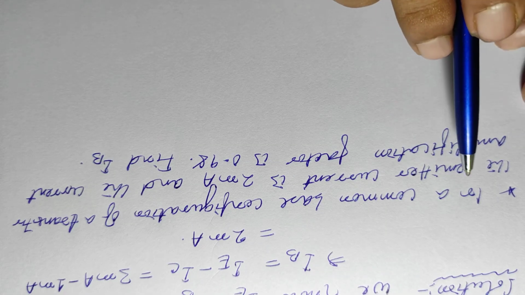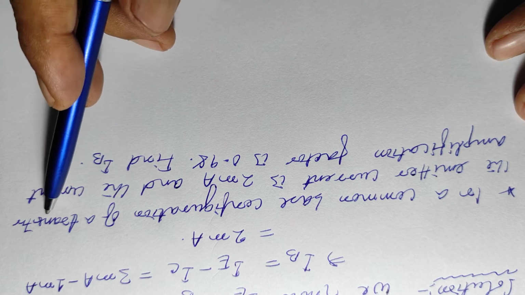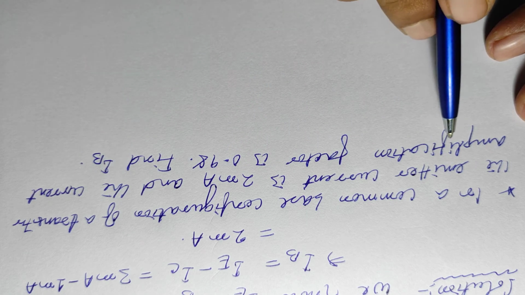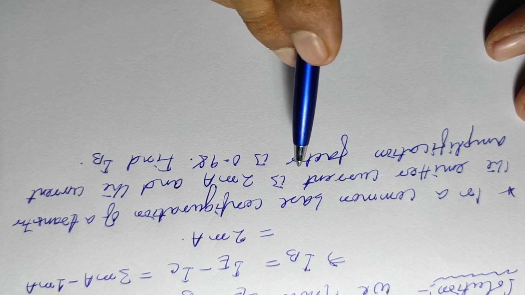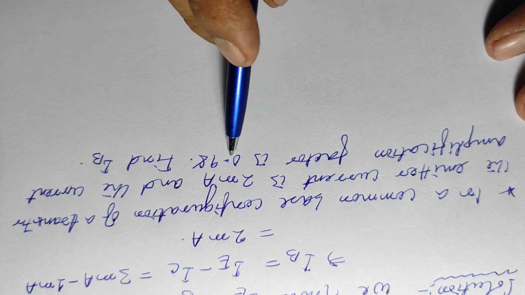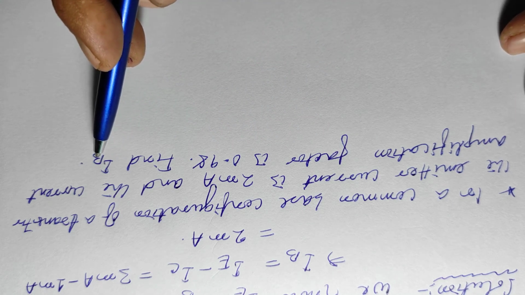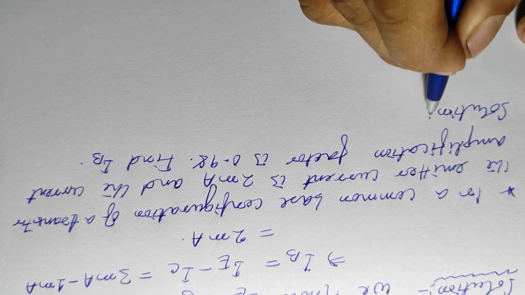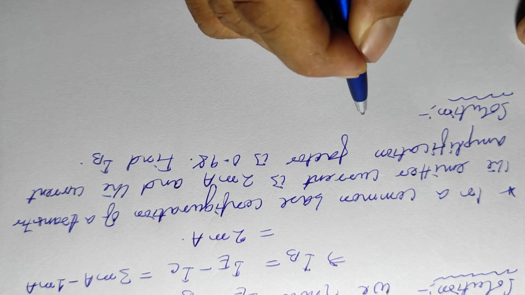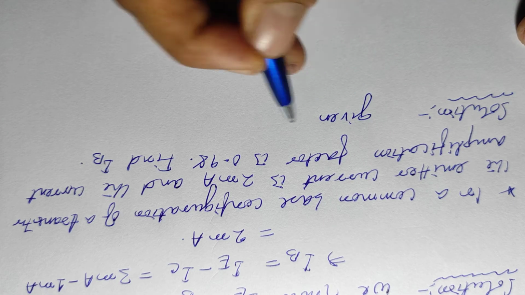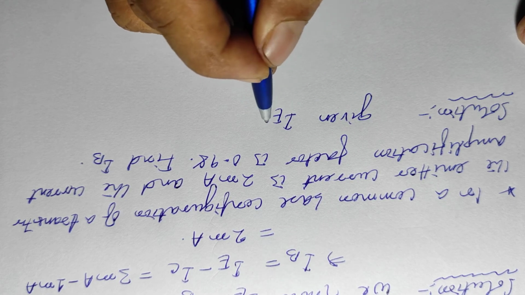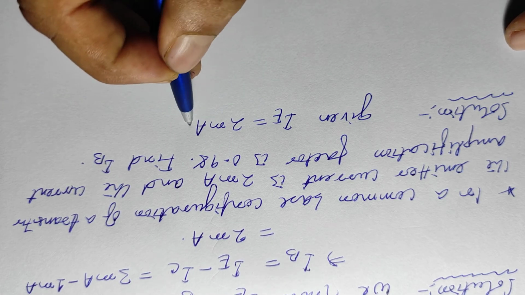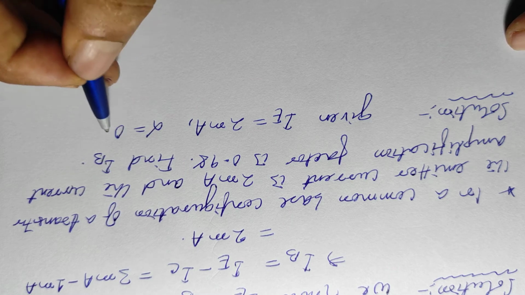See the second problem. In a common base configuration of a transistor, the emitter current is 2 milliampere and the current amplification factor, that means alpha, is equal to 0.98, and you have to find out base current. That means, see here, what are the given conditions? Given IE is equal to 2 milliampere and alpha is equal to 0.98.